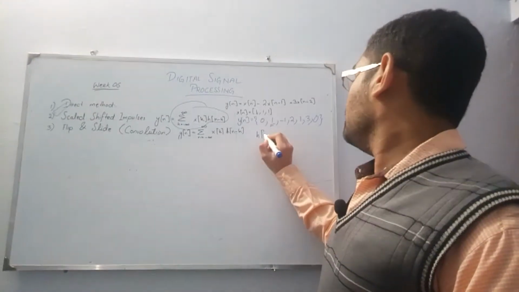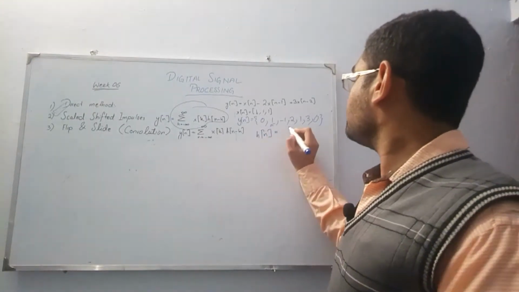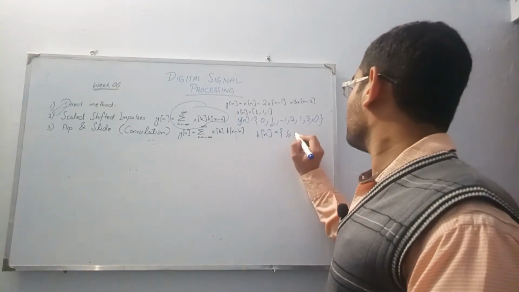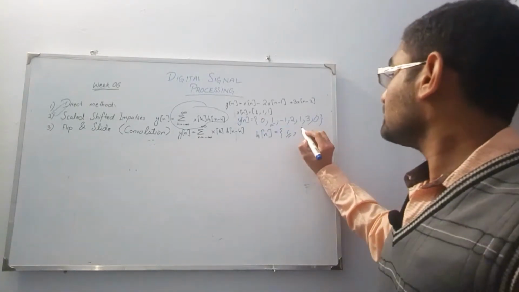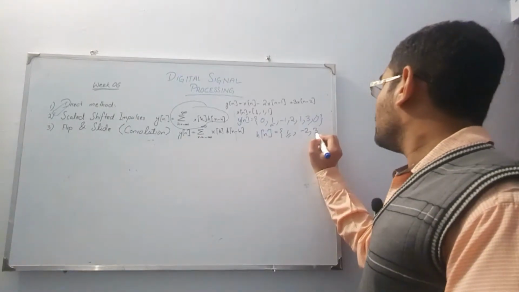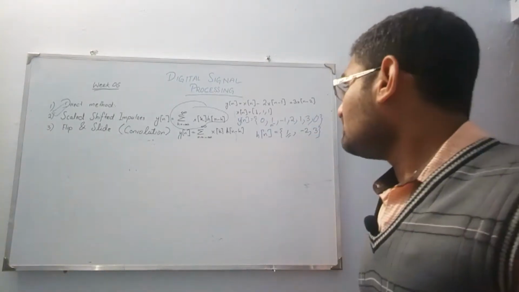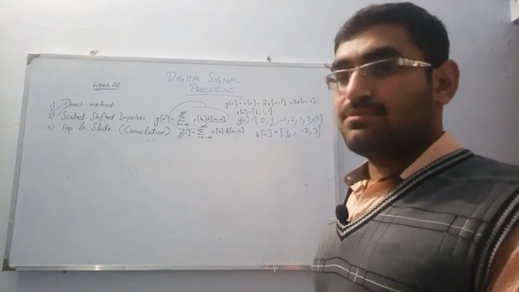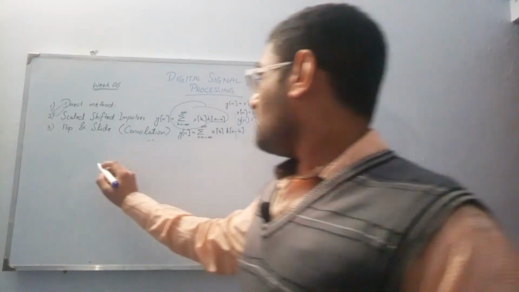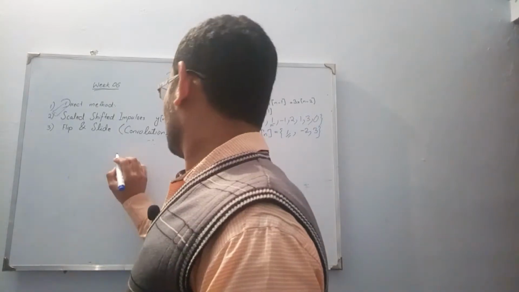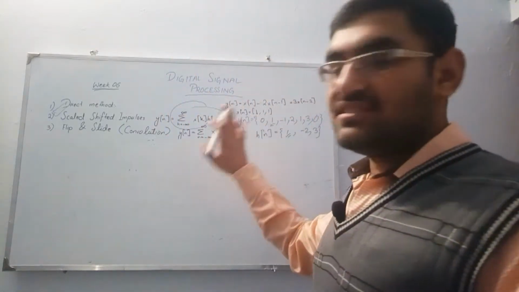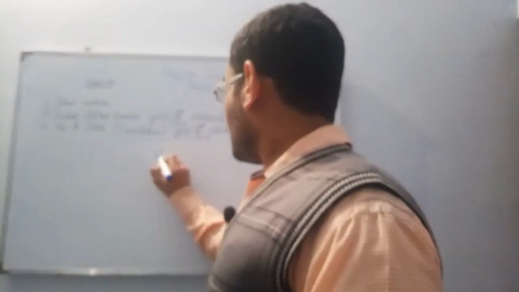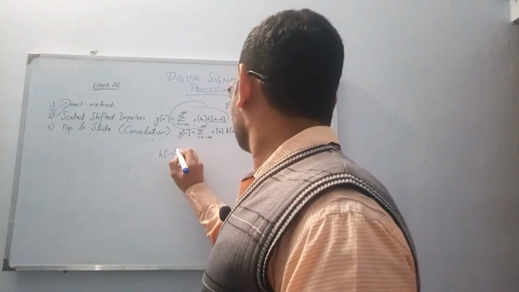Let me write the impulse response again, which was 1, 0 index, minus 2 and 3. So what you have to do in this method, first just flip this one, h of minus n.